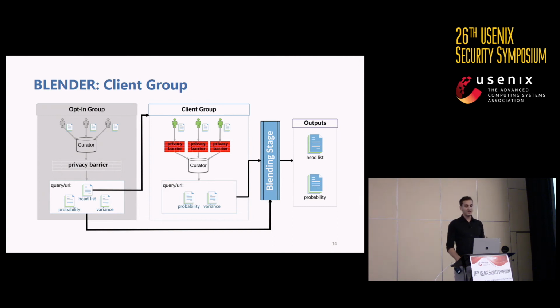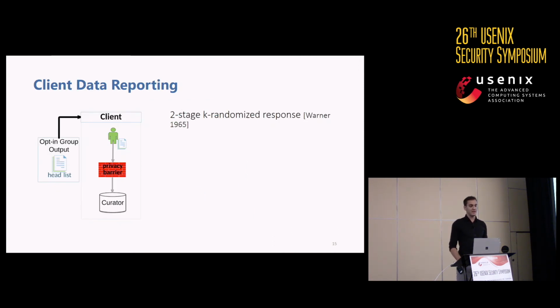The head list is then passed on to the client group, where each client receives a copy of the head list. The client then performs a two-stage k-randomized response, which is based on the randomized response algorithm discussed in the previous talk, so I won't go into detail on that.